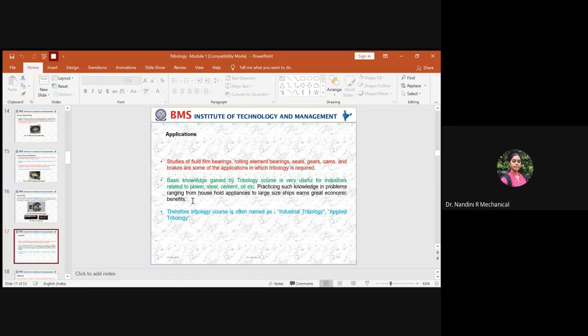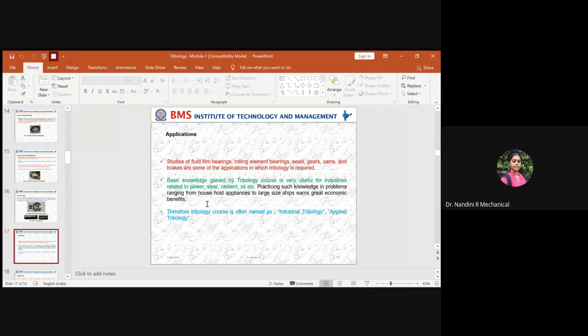So it will help to finally improve or enhance the economic benefit of our society, directly or indirectly. It can be in industries, your organization, or even related to domestic applications. Therefore, the tribology course we are studying now can also be claimed as industrial tribology or applied tribology, because you're not keeping the subject to yourself. You have to apply it to something. Then only you will be able to get the problem solved.